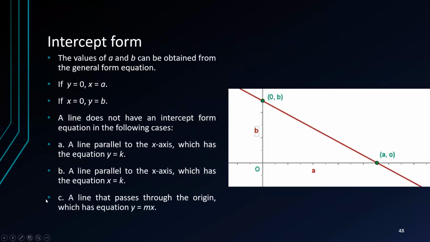Next, the values of a and b can be obtained from the general form equation. If y is equal to 0, x is equal to a. If x is equal to 0, y is equal to b. A line does not have an intercept form equation in the following cases. A, a line parallel to the x-axis which has the equation y is equal to k, constant. B, a line parallel to y-axis which has the equation x is equal to k. C, a line that passes through the origin which has equation y is equal to mx.